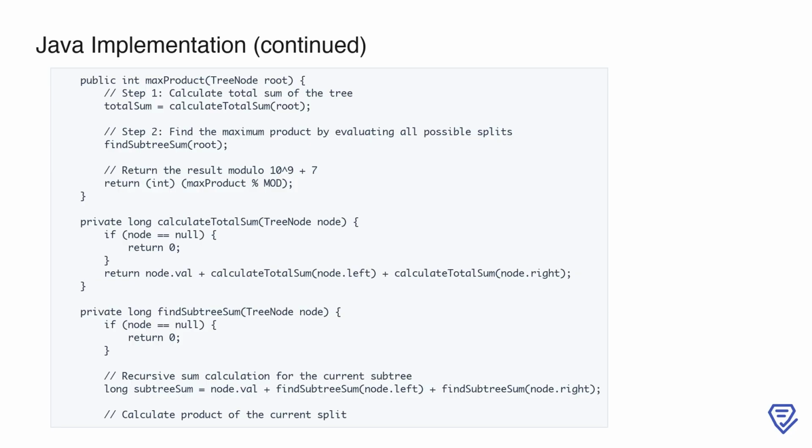The calculateTotalSum method is straightforward. It performs a depth-first traversal of the tree, summing up the values of the current node, its left subtree, and its right subtree. If the node is null, it simply returns 0, ensuring the recursion terminates properly.